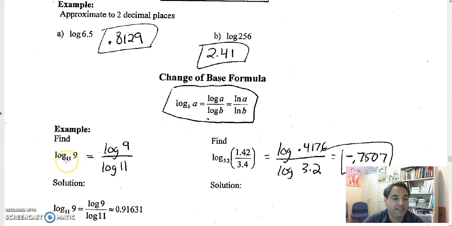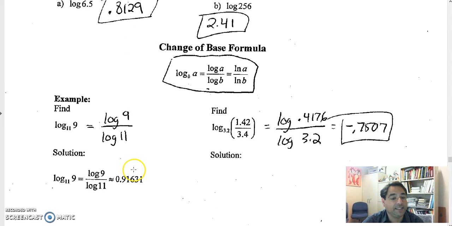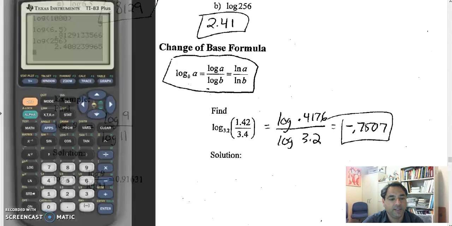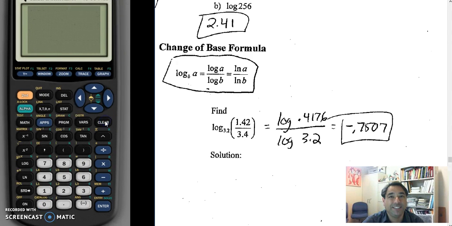So if it's not base 10, the calculator can do it, but a quick way is to use the change of base formula. So if I had log base 11 of 9, I could say log of 9 divided by log of 11, and I'd get the answer. So to practice that, go to the calculator. If there's a number different than 10, we would do log of 9 divided by log of 11, using the change of base formula, and you get your answer.